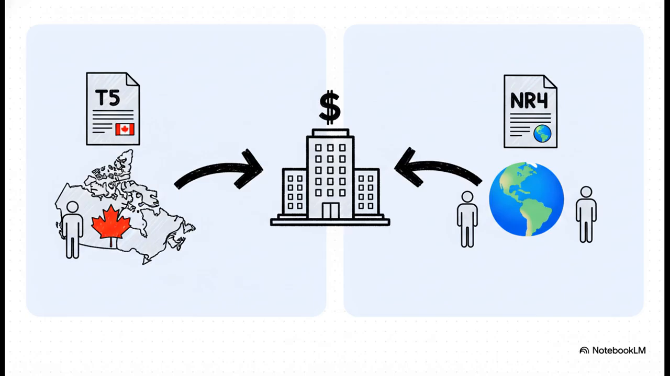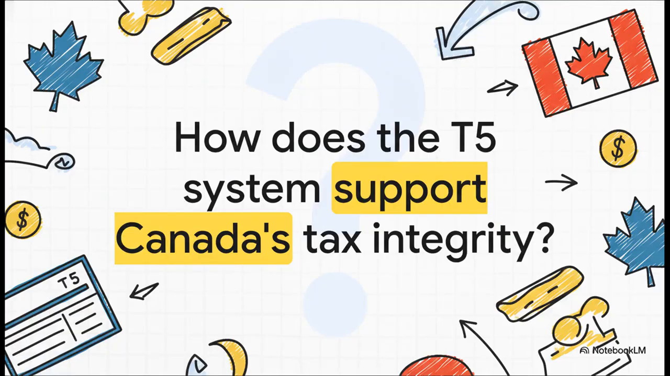And the NR4 is a whole different beast. It involves withholding tax right off the top and remitting it to the government. So getting this distinction right is absolutely critical. And that's the T5 in a nutshell.